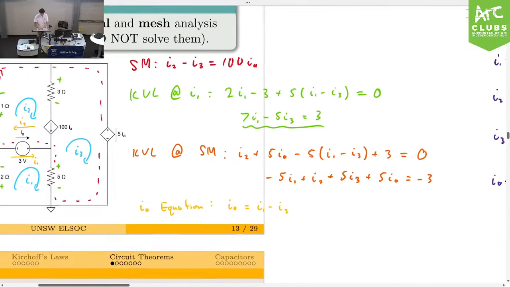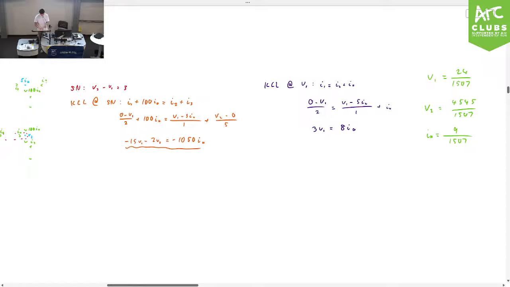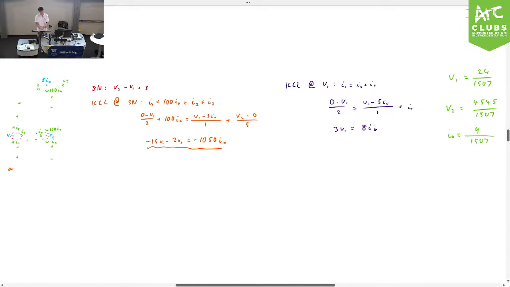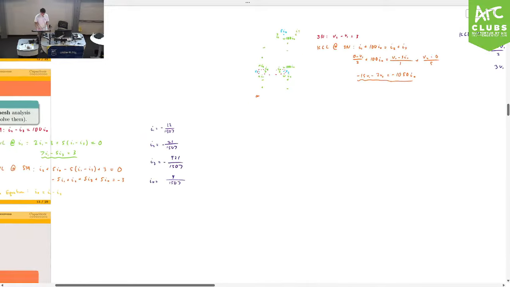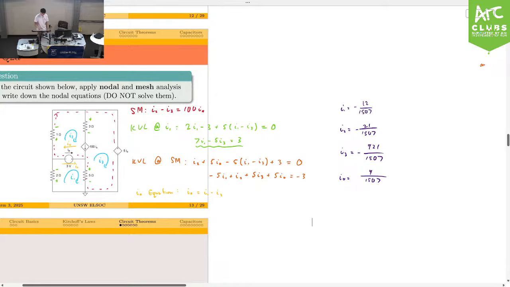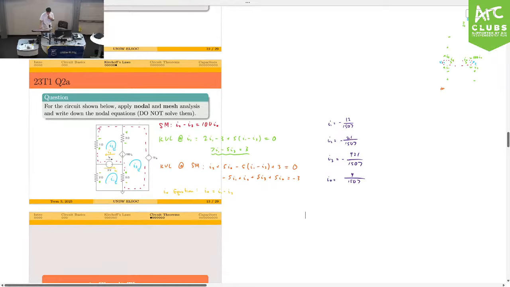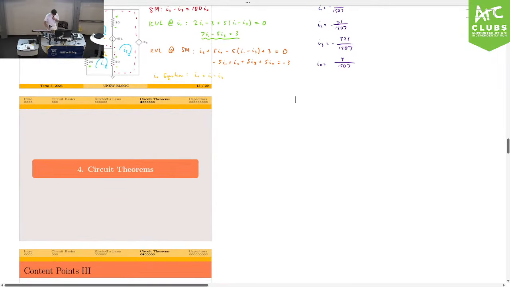So for this case, when we did nodal analysis, we only had 3 equations, right? As opposed to when we did mesh analysis, we had 4 equations. So this is actually harder to solve, okay? Yeah, so that's just a tip, okay? Any final questions before I move on? Nope. Okay, I'm going to hand over to Jerry, who will continue with circuit theorems.